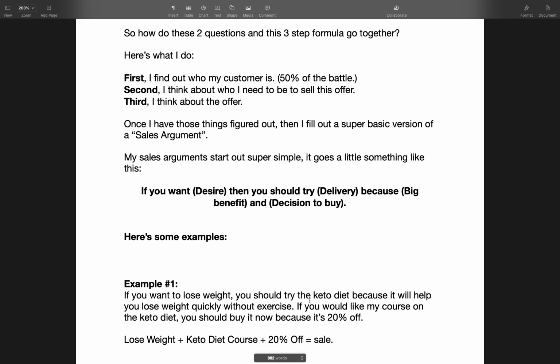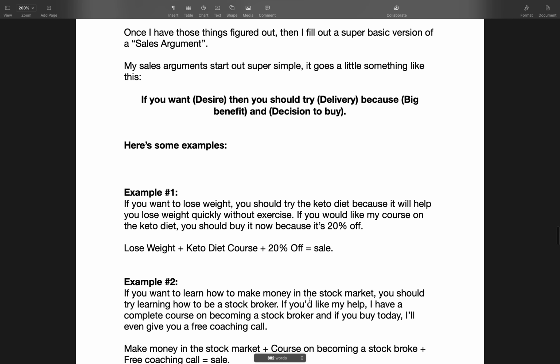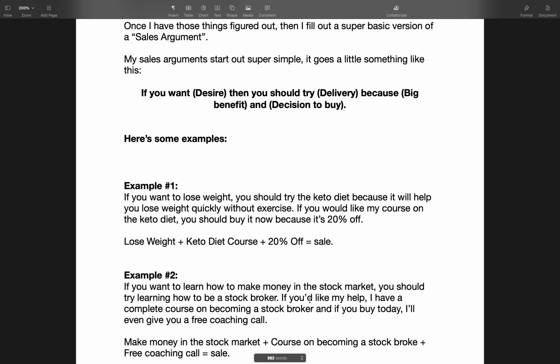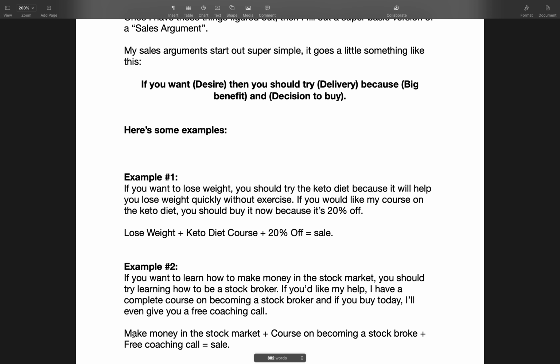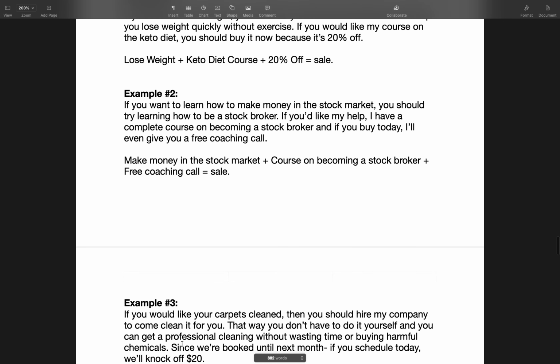Super simple stuff, right? Example number two, if you want to learn how to make money in the stock market, you should try learning how to be a stockbroker. If you'd like my help, I have a complete course in becoming a stockbroker, and if you buy today, I'll even give you a free coaching call, right? Same formula. Make money in the stock market is the desire, the course in becoming a stockbroker is the delivery, and then a free coaching call is the reason to buy now, right?